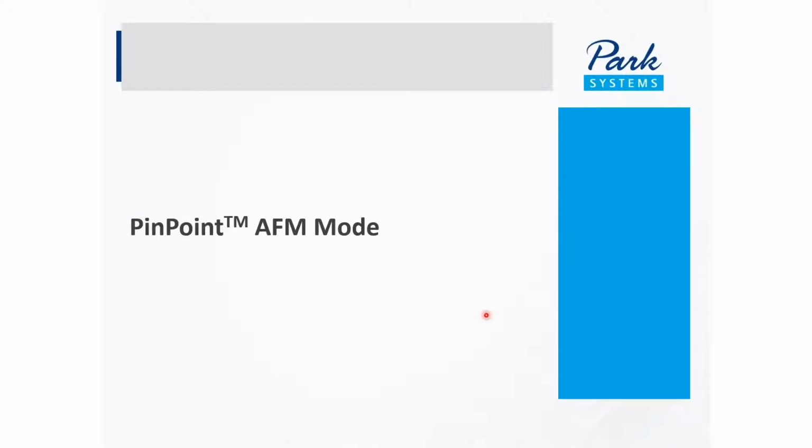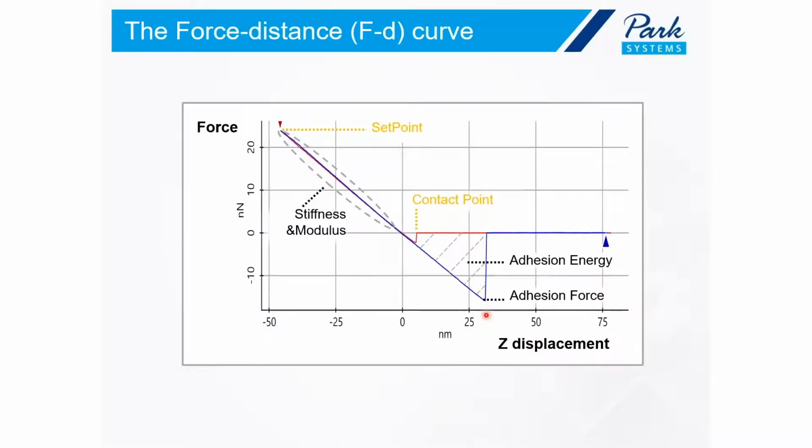Okay, now moving on to PinPoint mode AFM. Starting with the basics, this is the force distance curve, a plot between the force that the cantilever measures and the Z displacement of the Z piezo in an AFM. The red curve is the approach curve. So we are getting closer to the sample, and at some point our cantilever snaps in and contacts the sample. Then we apply a certain force up to a set point, which we specify.